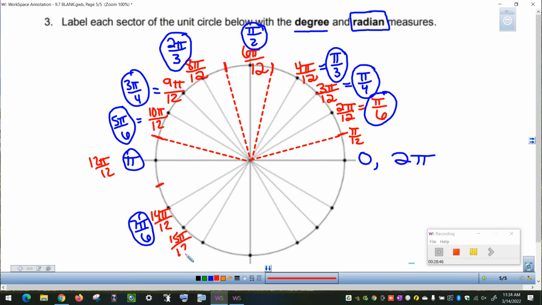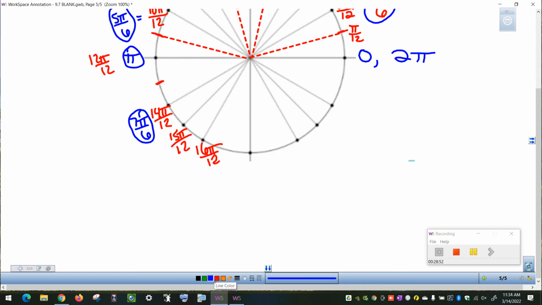And we've got 15 pi over 12 and 16 pi over 12. So this is going to turn into 5 pi over 4, 4 pi over 3. We are about to run out of time here.